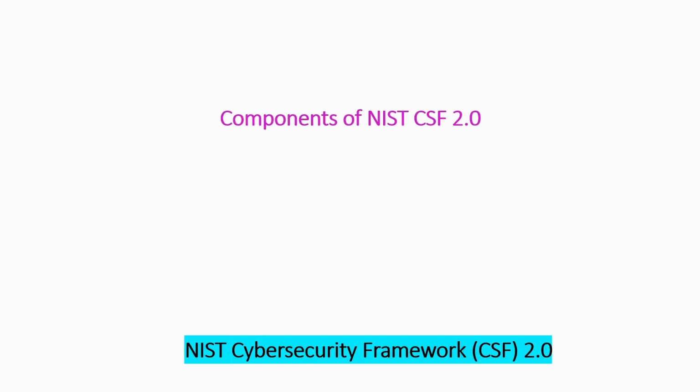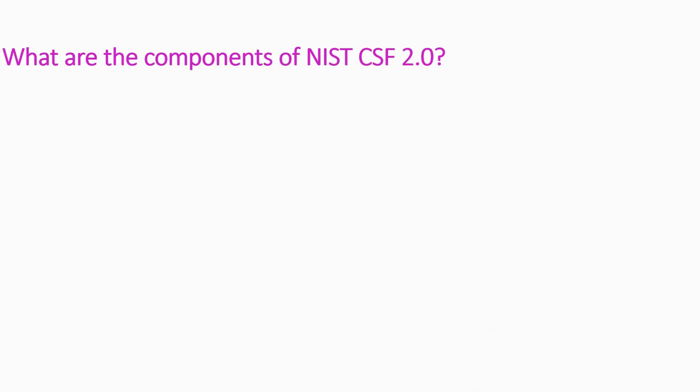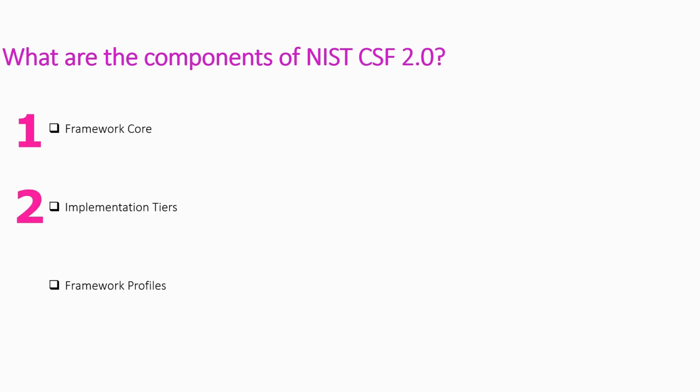In this second lecture, we will discuss how the framework has been structured. Let us now discuss what the components of CSF are. It is basically three components. First one is core, second one is tiers, and third one is profile. Let us understand what the framework core is.